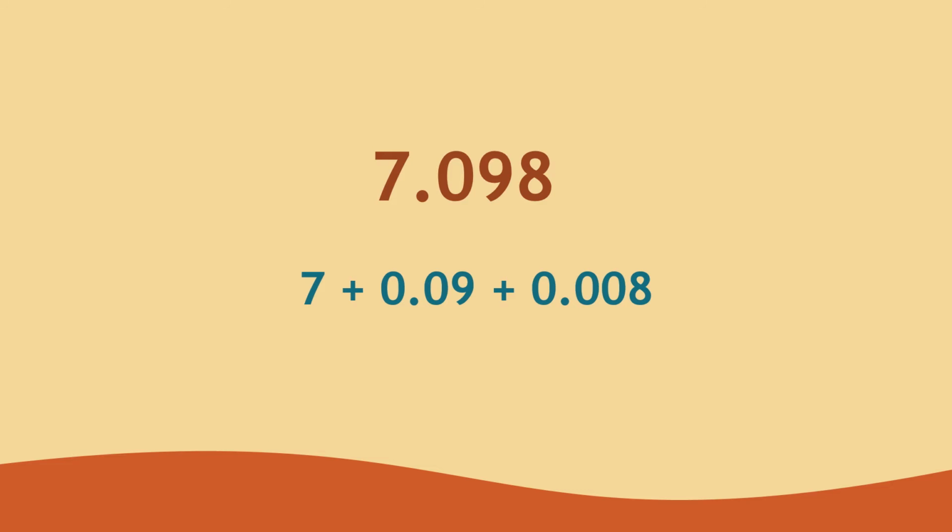Those zeros that are there are like placeholders, and they make sure that your number is in the correct place value column so that it has the correct value. We want to make sure that this 8 is in the thousandths place. So in order to do that, we use the zeros as placeholders for the tenths place and the hundredths place. So this is 7 and 98 thousandths in expanded form. This is what it would look like.